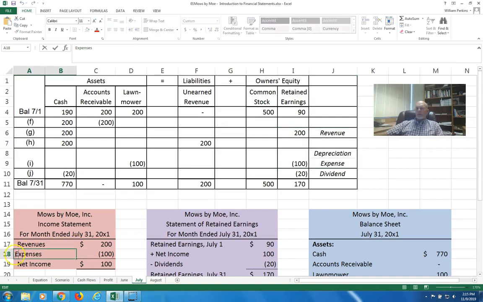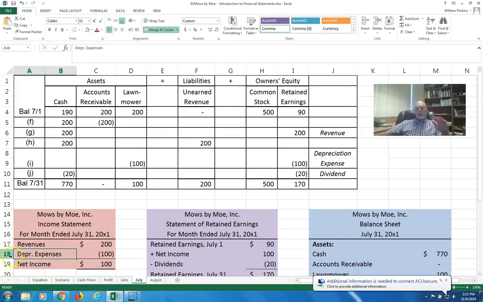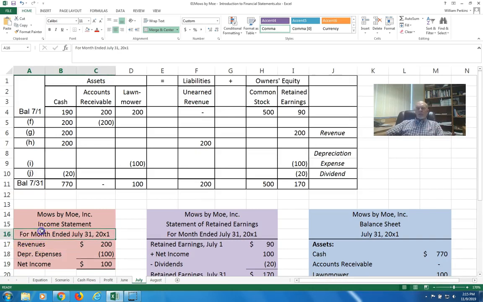And again, that expense, I'll just say, we want to be specific with the different types of expenses that we have. If you had multiple expenses, you would have a different line item for each one. So you might have a line for depreciation, a line for wages, a line for rent expense, a line for insurance expense, and so on. Now, this income statement covers the month of July. So again, you want to be clear about what time period you're looking at. Revenue minus expenses is our net income.